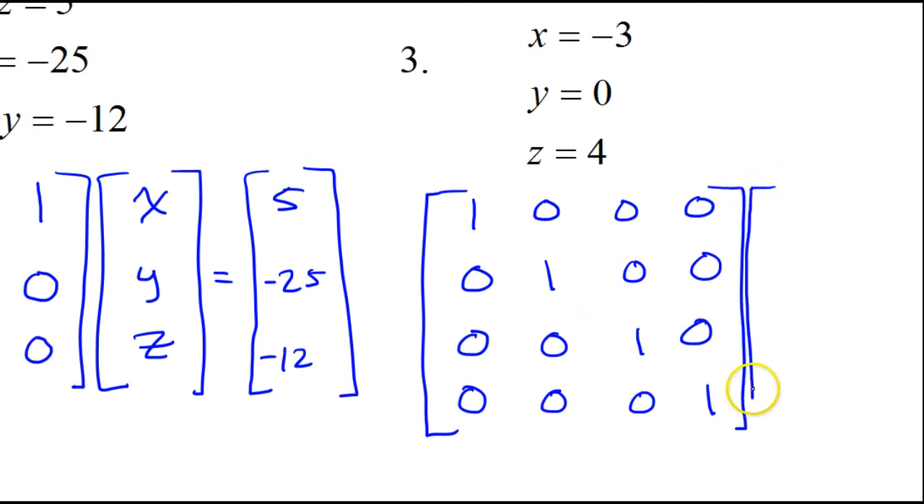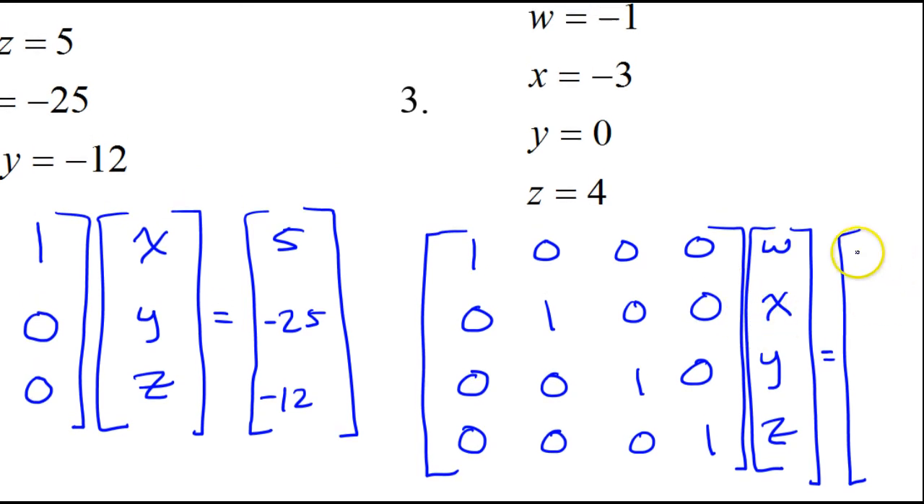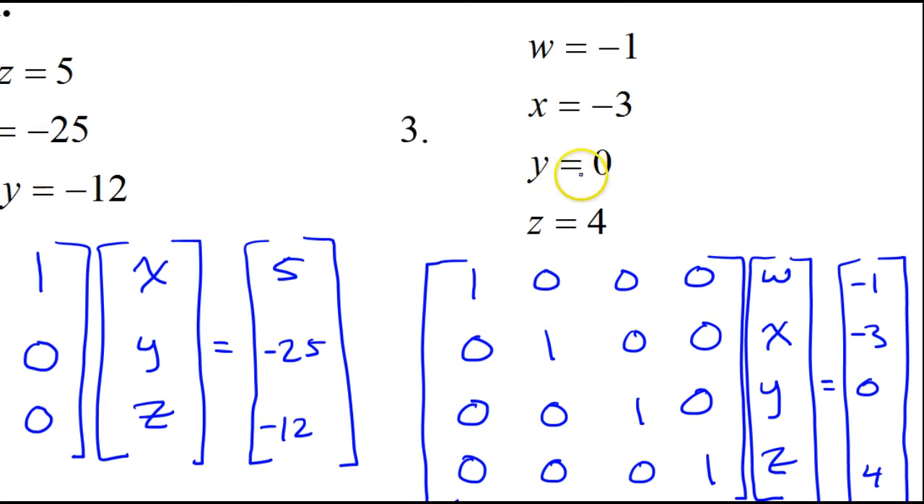And we could multiply that by our variable matrix. This time we have a w first, so w, x, y, z, and that's going to equal the answer matrix full of the constants. What was it? Negative 1, negative 3, 0, and 4. So this would be the matrix equation for this system.